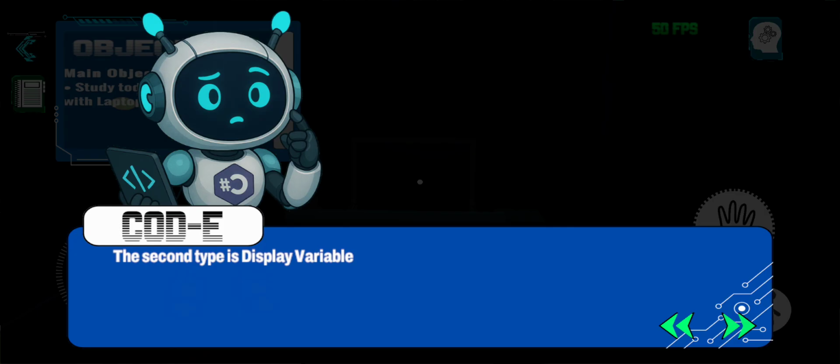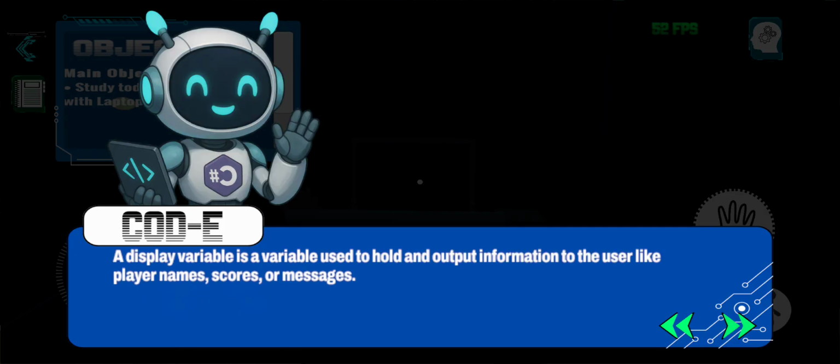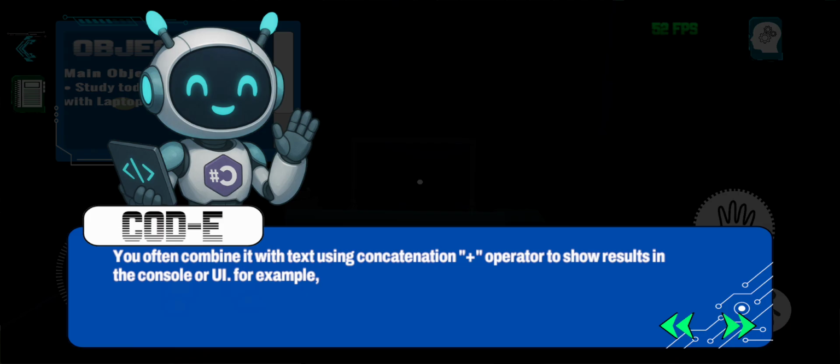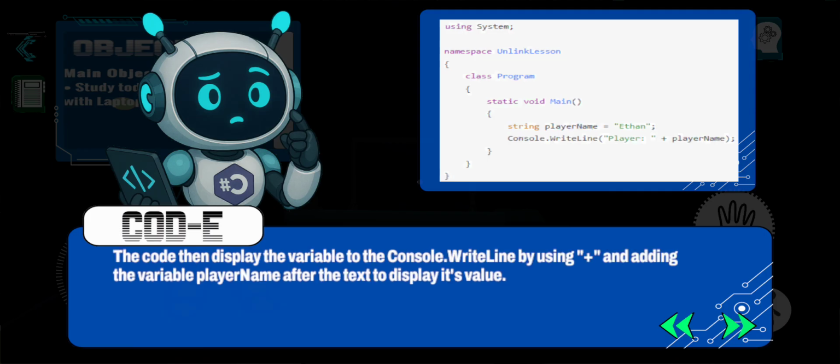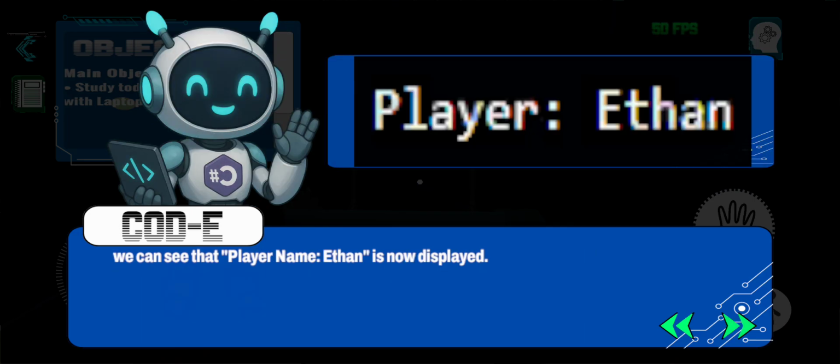The second type is the display variable. A display variable is a variable used to hold and output information to the user, like player names, scores, or messages. You often combine it with text using the concatenation plus operator to show results in the console or UI. In this example, the playerName is given the value Ethan. The code then displays the variable to the console with WriteLine, by using plus and adding the variable to the text to display its value. We can see that the player name, Ethan, is now displayed.